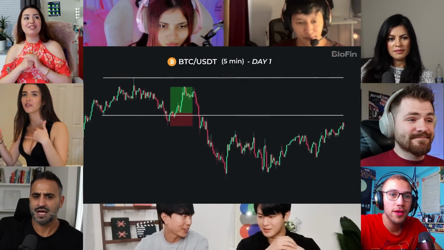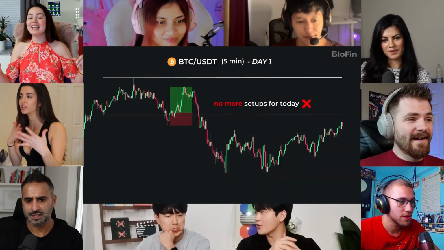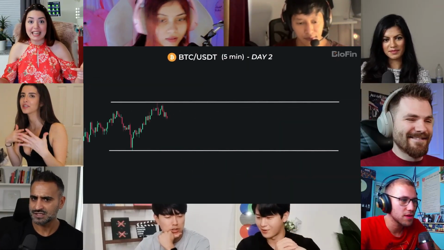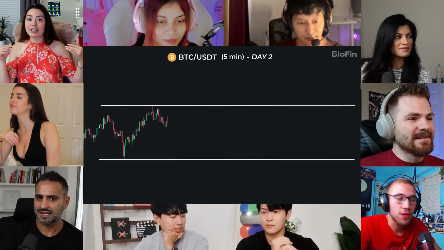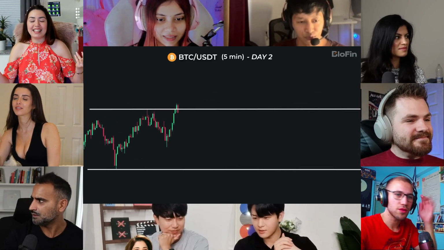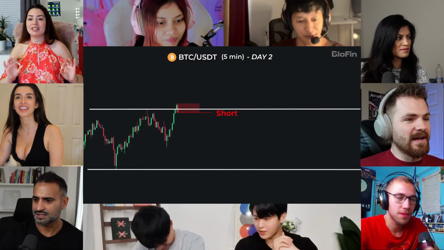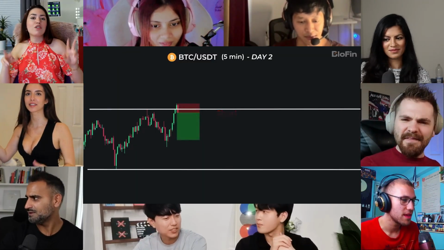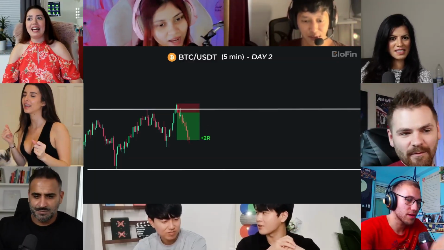After that, price went out of the range again but didn't close back inside, which means there were no more setups for today. Now for the next day, I marked the high and low of the 4-hour range. Here, the 5-minute candle broke above the range high, then closed back inside, so this will be a short signal. Stop loss goes at the range high and take profit at 2 times risk. And here, price hits the take profit target, giving us a 2R gain.